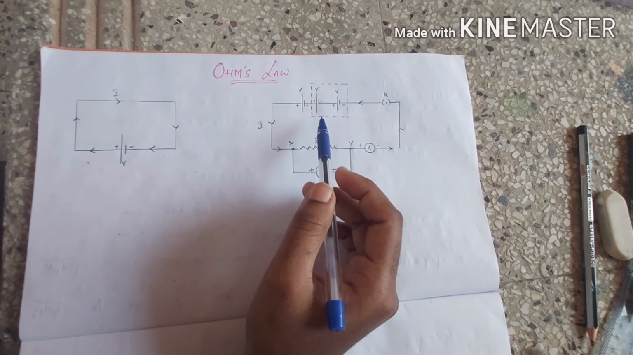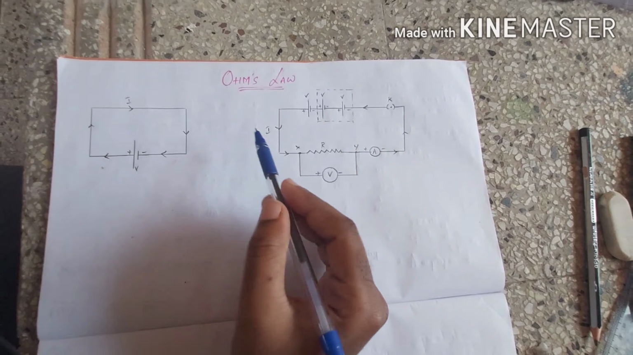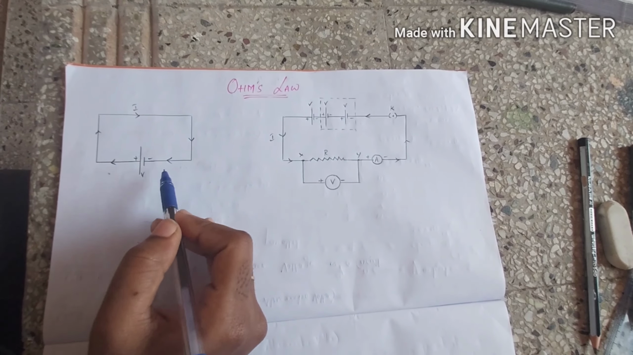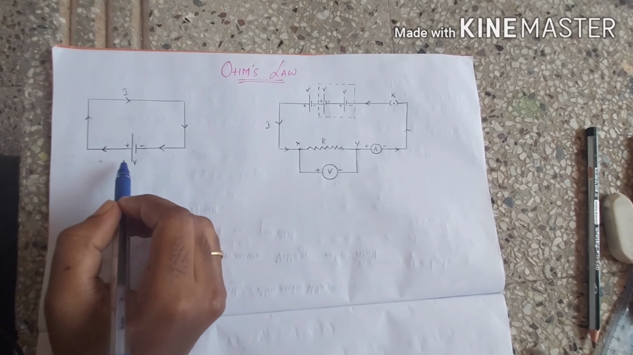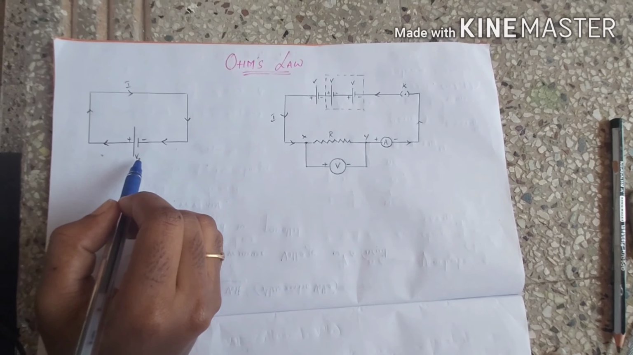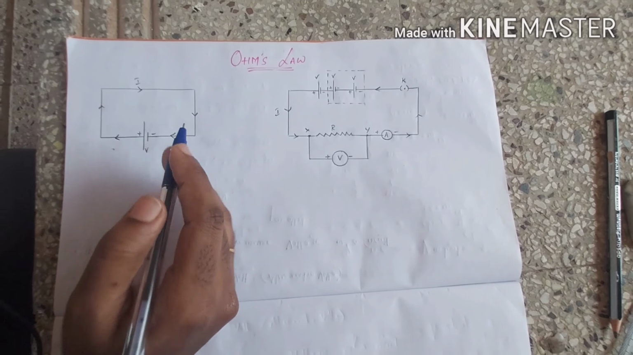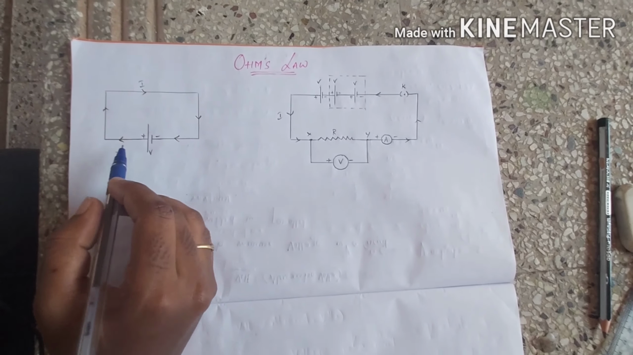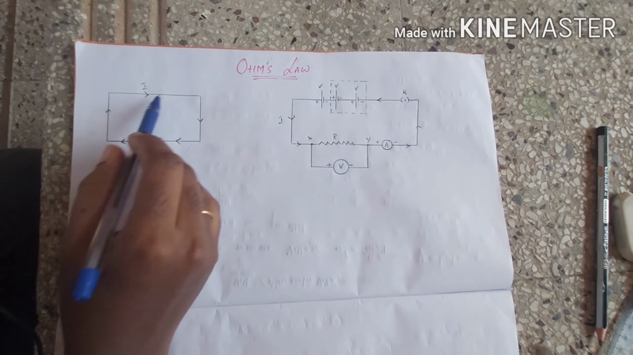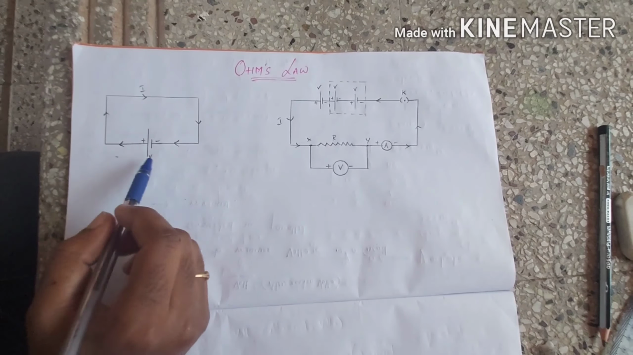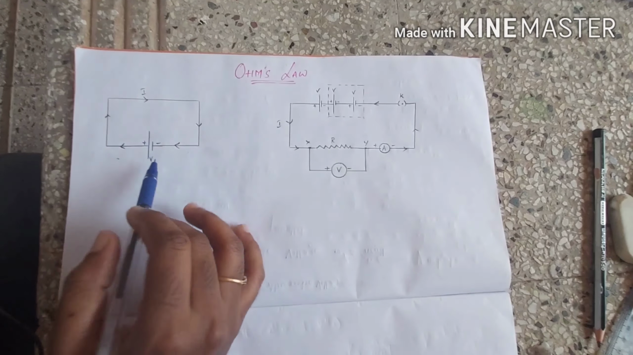Let's see Ohm's law. Before getting into Ohm's law, let us first refresh what we know about potential difference and current. Potential difference is nothing but the work done in moving the charges from one point to another, right? So if this circuit has potential V, let's take the current flowing through the circuit as I.